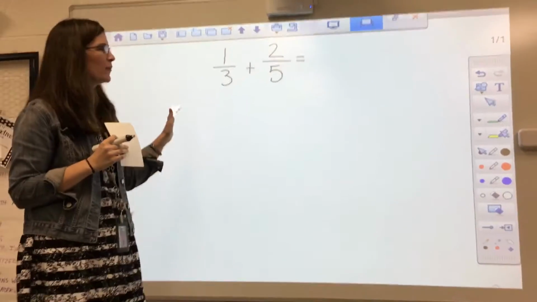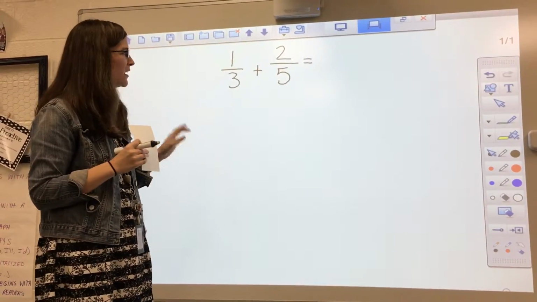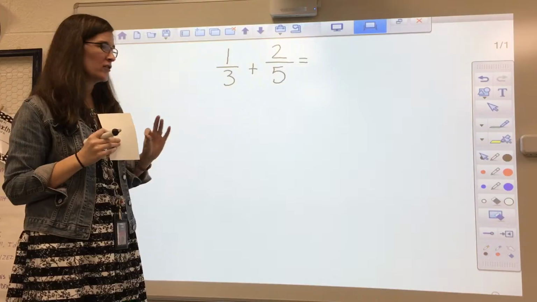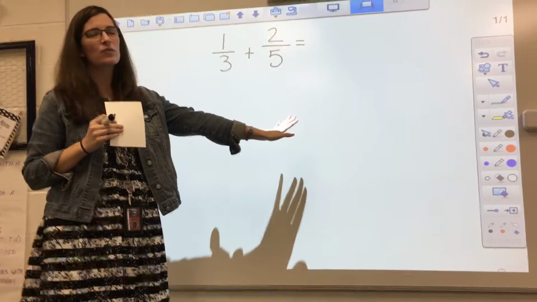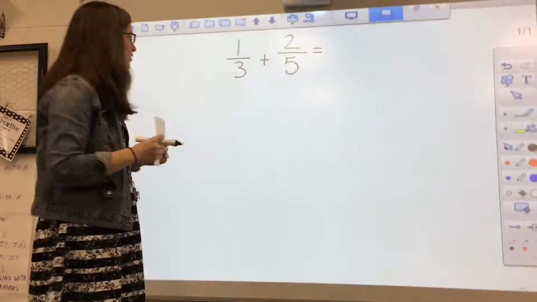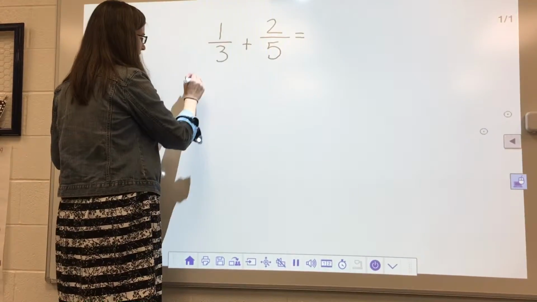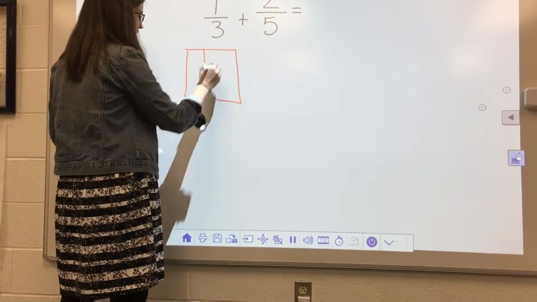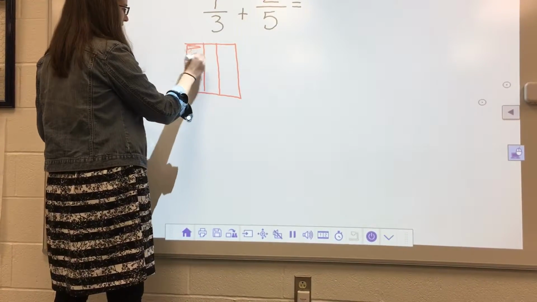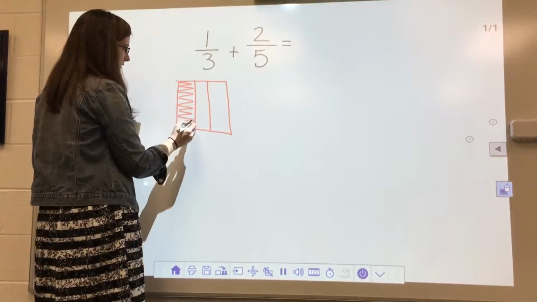So if we were going to solve a problem like 1/3 plus 2/5, with a model or a picture, the first thing we need to do is create a picture for each fraction. The kids are really good at this part. They've been doing it since the 3rd grade. So the trick is, when you draw them, one of the fractions needs to be drawn vertically. So I'm going to draw my 1/3 vertically.